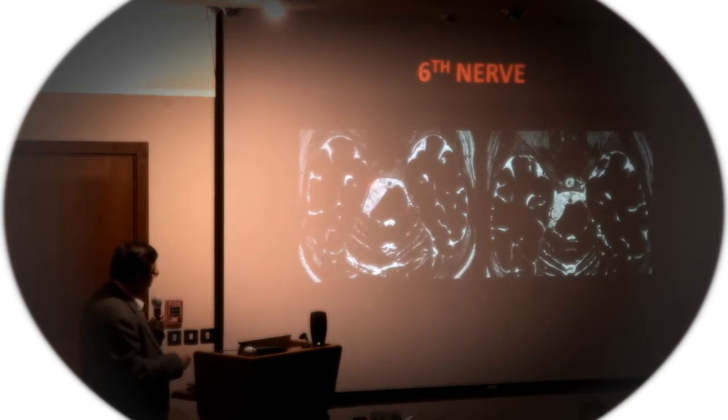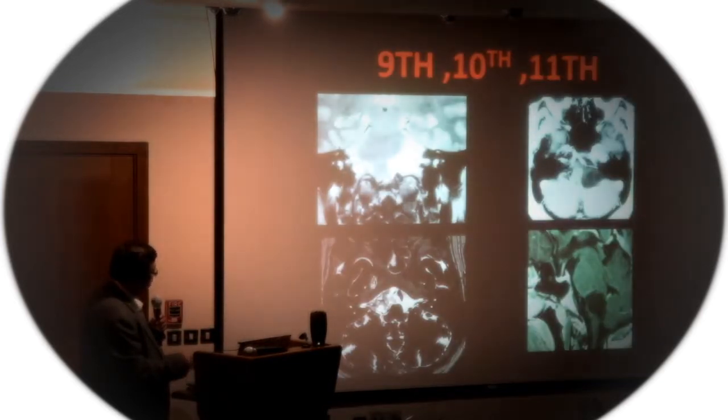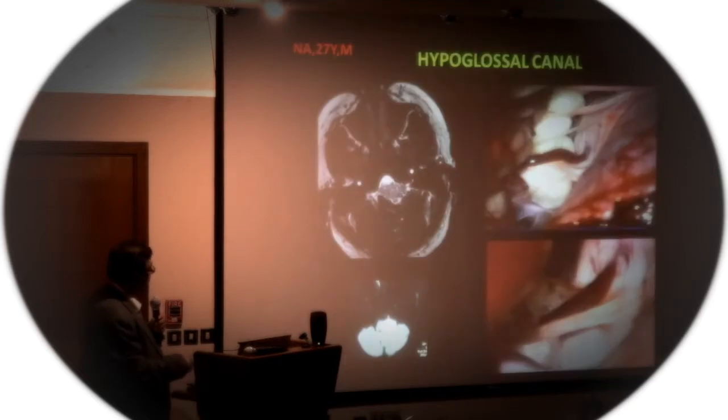Sixth nerve, here at the clivus, at the Dorello's canal. They go into the internal auditory canal, or they just lift 7th and 8th. They go into the jugular foramen and the hypoglossal canal. They go into the hypoglossal canal, and this is the tumor, and this is the hypoglossal nerve that we don't see. This is 9, 10, 11 going to the jugular foramen. And after you remove them, you can see the hypoglossal nerve.